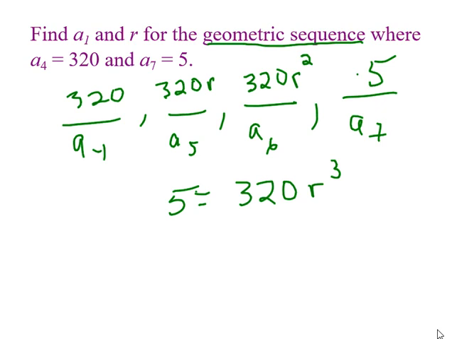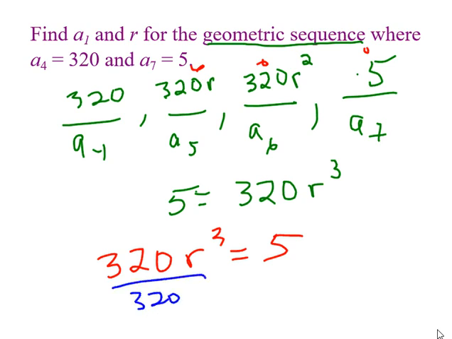You could also think of it like this. If I take 320 and I multiply by r to get this, r to get this, and r to get this, I will end up at 5. Notice those are essentially the same equation. So how do we solve for r? First step, to get r alone, I'm going to divide by 320, which leaves me with r cubed is, and I'm going to reduce that. 5 goes into 320 perfectly. It goes in there 64 times.